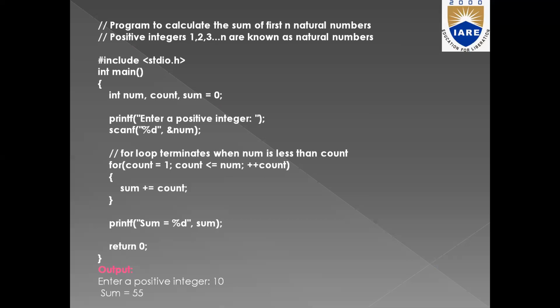After that, we print the sum equal to percentage d. d represents an integer, f means float, and s means string. Then sum, and return 0. The output is: enter any positive integer, 10, and the sum is 55.